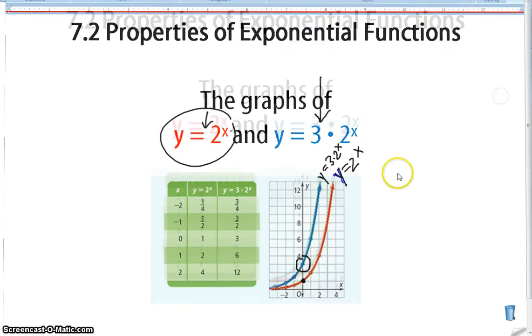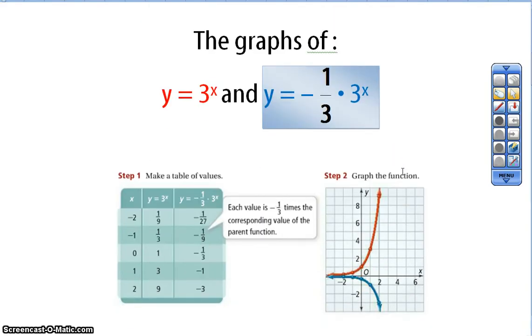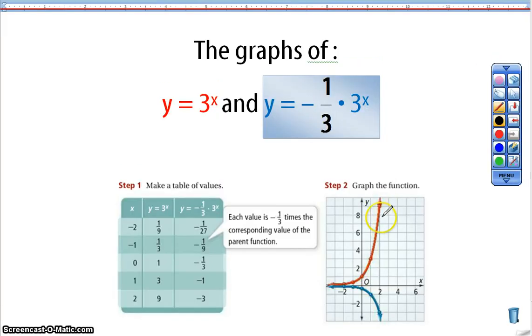All right, let's take a look at my next one here. I have y equals 3 to the x, which we graphed in the last section. For y equals 3 to the x, the y-intercept is going to be 1, so that's why I'm hitting (0, 1) right there. And again on this one, you might want to draw on your graph because they're not in color. This is the graph of y equals 3 to the x, and this is the graph of y equals negative 1/3 times 3 to the x.